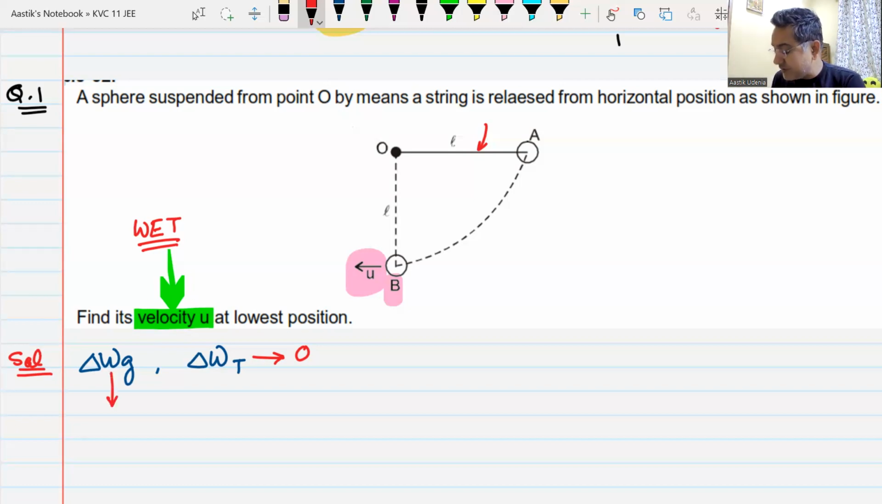What is the work done by gravity? By gravity. How much work does gravity do here? The ball moves from point A to point B. Can anyone tell me what is the work done by gravity? Yes, beta? Can't hear you. Can anyone tell me what is the work done by gravity?